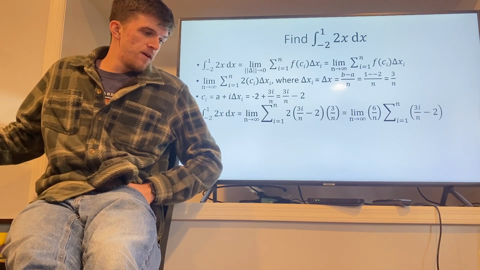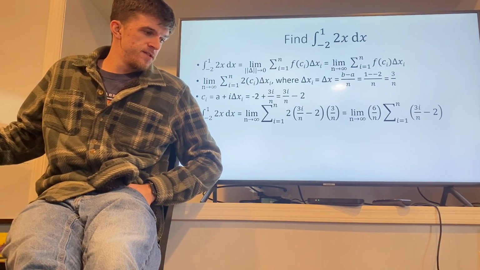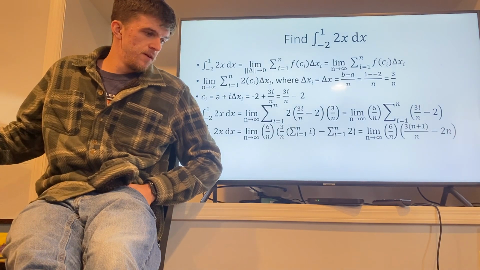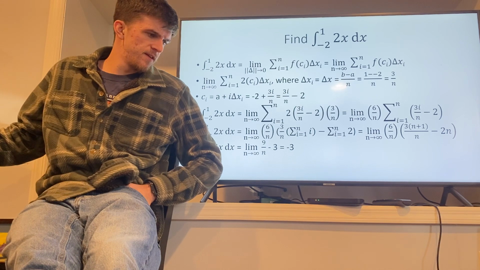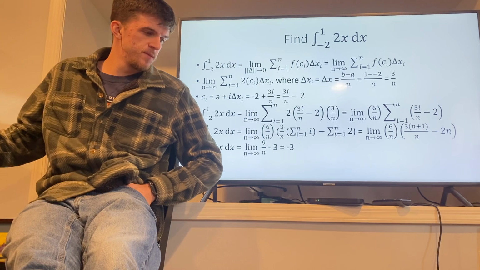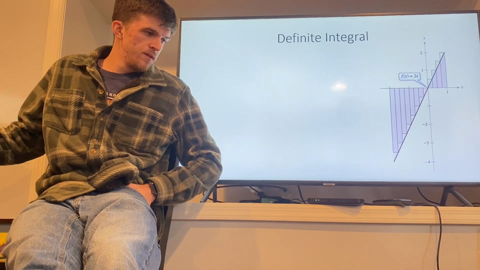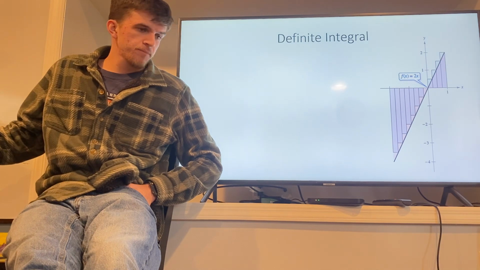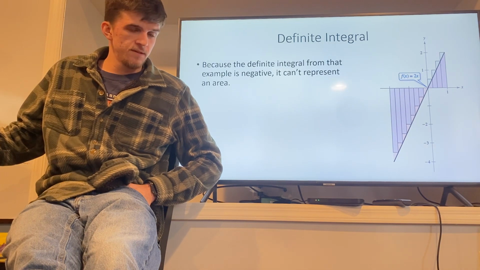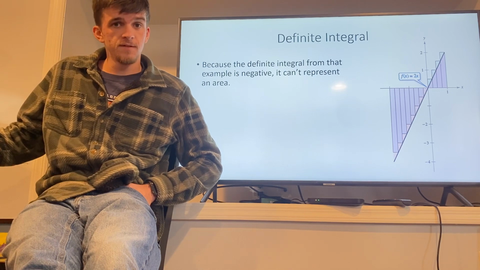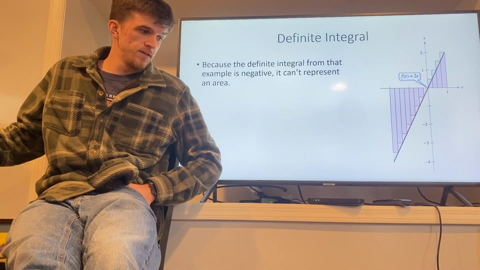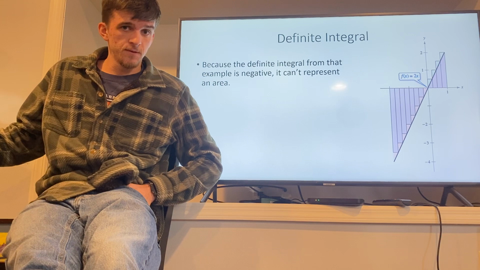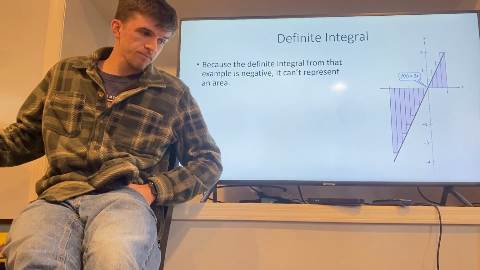Alright, so using our summation notation skills, I was able to factor this down, reduce it, simplify to get our value of this integral of 2x from -2 to 1 is going to be equal to -3. So if you look on the graph, even without looking on the graph, you notice that that integral is negative. So because it's negative, that integral cannot represent an area.